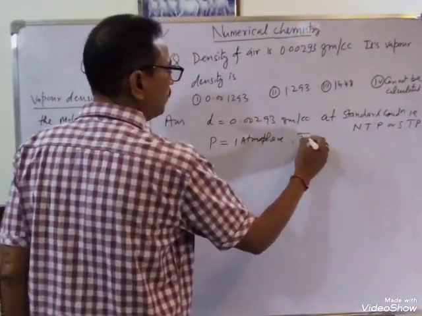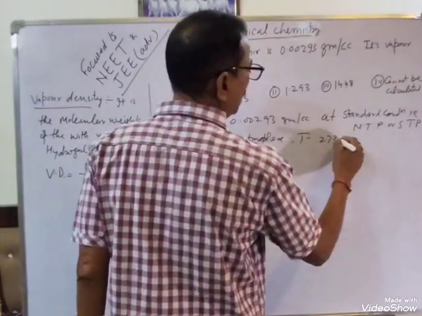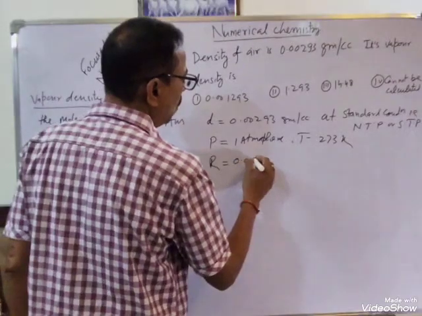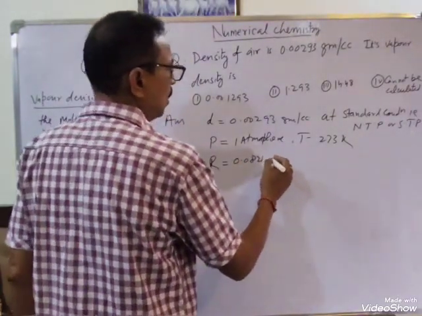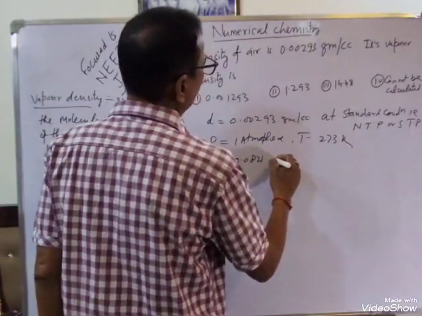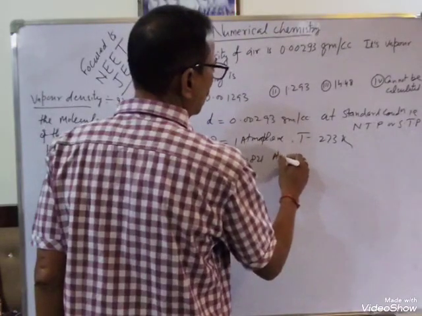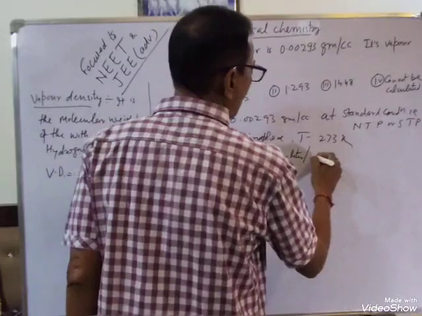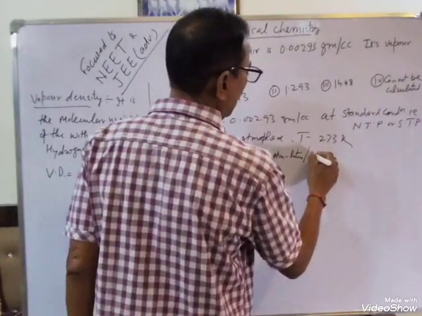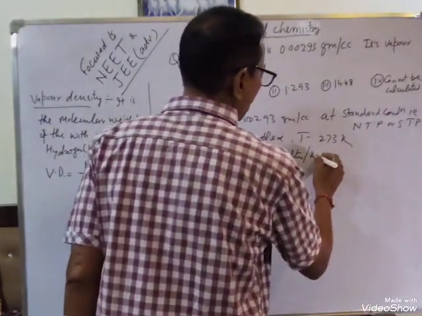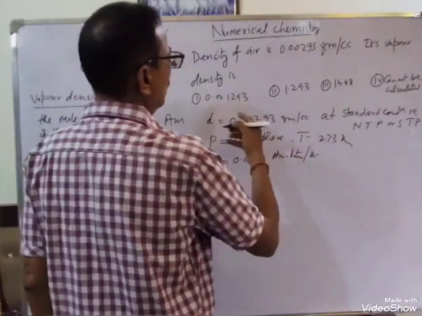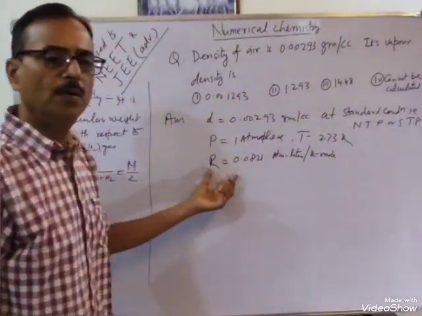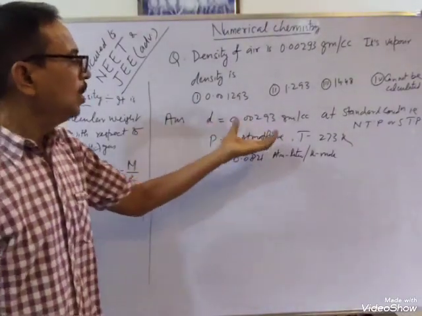temperature 273 K, gas constant 0.0821 atmosphere liter per K per mole. This is the unit of gas constant.